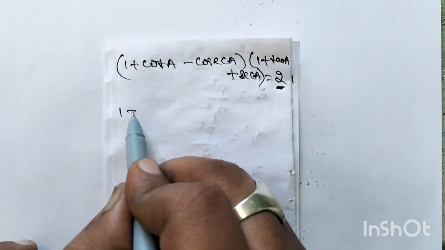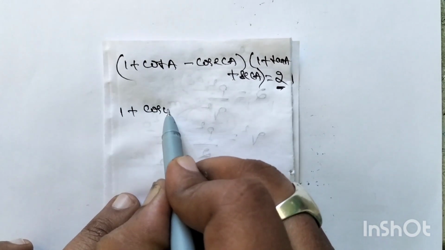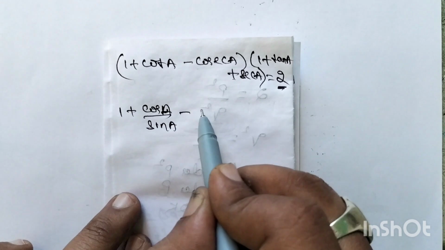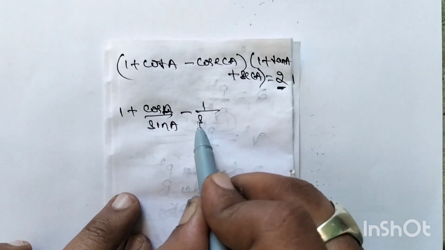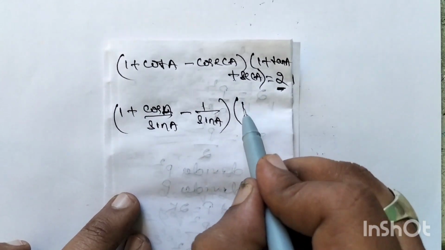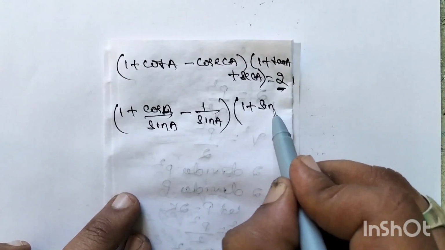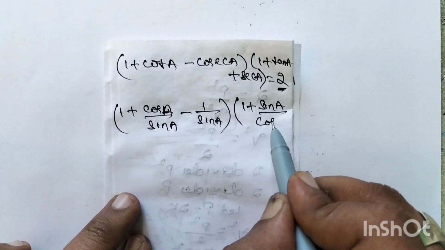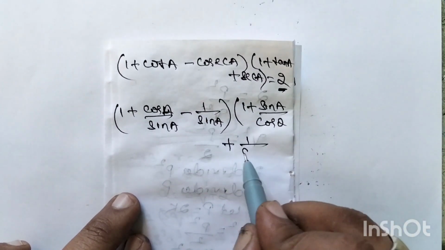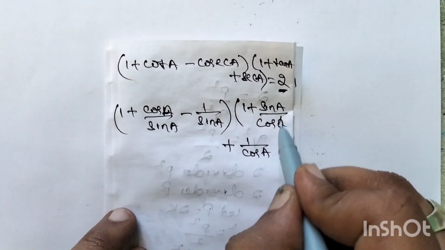So 1 plus cot A can be written as cos A by sin A minus cosecant A can be written as 1 by sin A, into 1 plus tan A can be written as sin A by cos A plus secant A can be written as 1 by cos A.